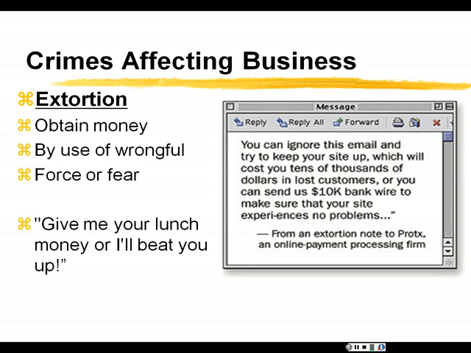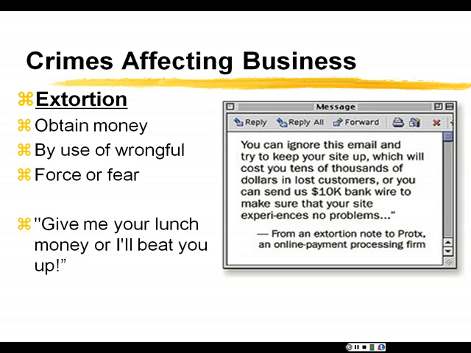This is an actual, I think, a phishing, they call it technological phishing or something, thing that basically warns a business that they are going to lose tons of money unless they send by wire transfer $10,000 to this particular threatening entity, whoever it is. It says extortion note to ProTX. It was an online payment processing firm. So the extortion is saying you're unlawfully demanding money, and you have a threat behind it, essentially, and the business either comes up with the money that you're asking, or they're going to suffer something by your act. And so that's what we're talking about with extortion.